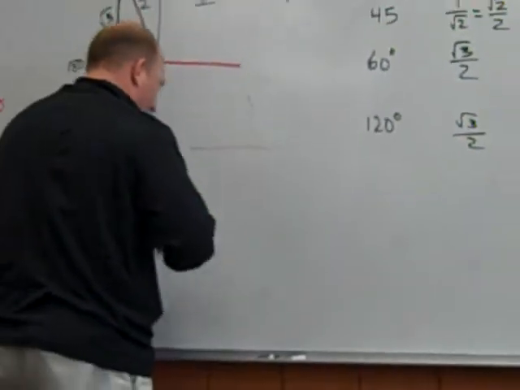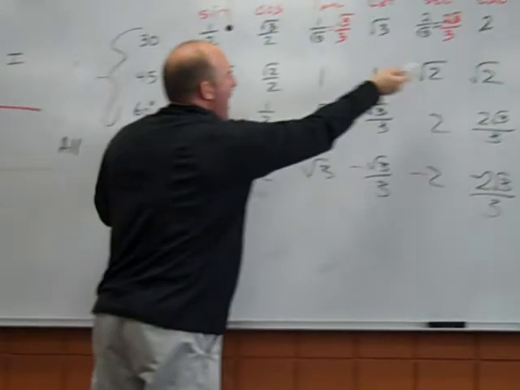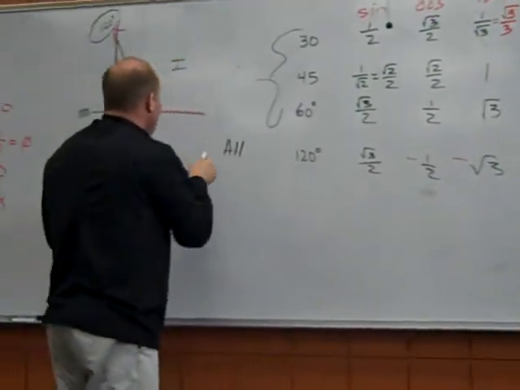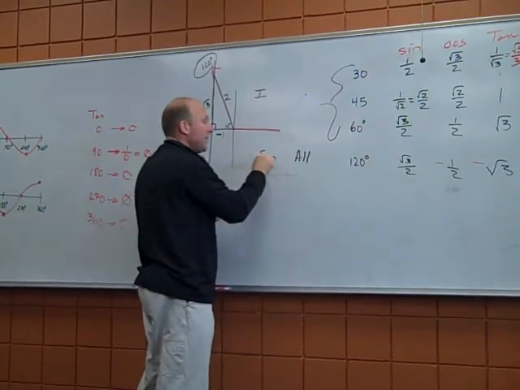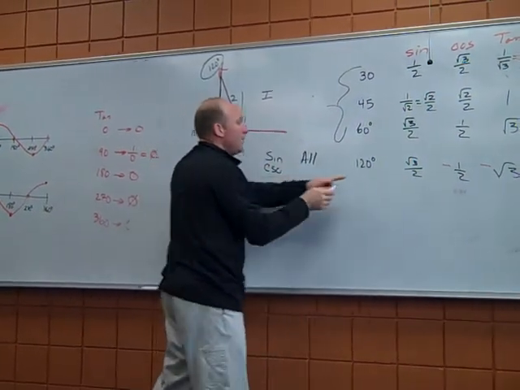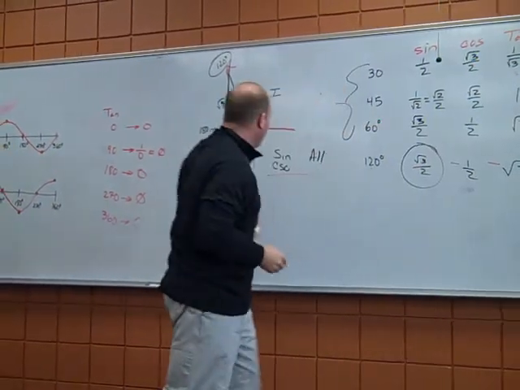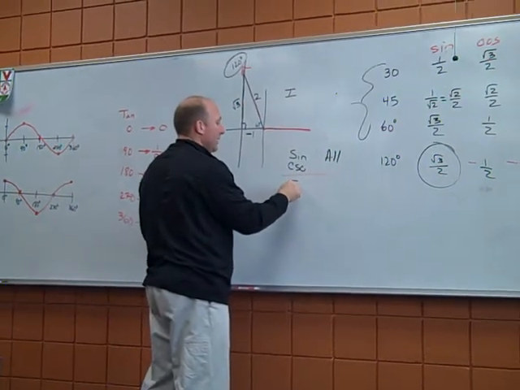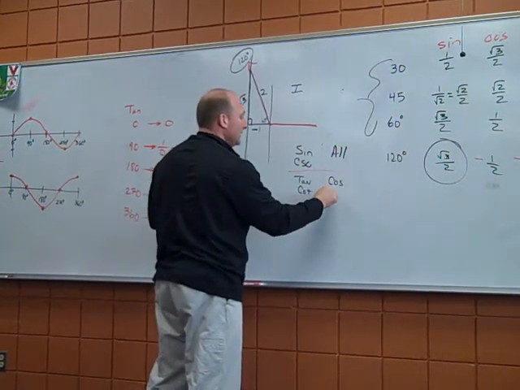ASTC. What that's telling us is which ones are positive. In this quadrant, quadrant 1, they're all positive. Every single trig function is positive. Notice, when we get to quadrant 2, S stands for what? Sine. What's the brother sister of sine? Cosecant. Guess which ones are only positive? Sine and cosecant. When I get to quadrant 3, what's T? Tangent and cotangent. Cosine and secant.